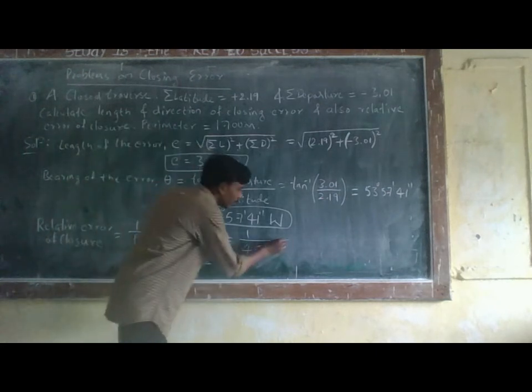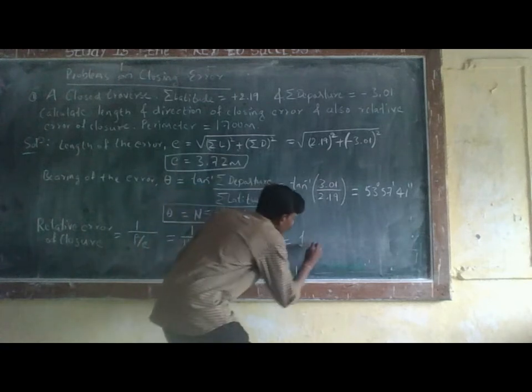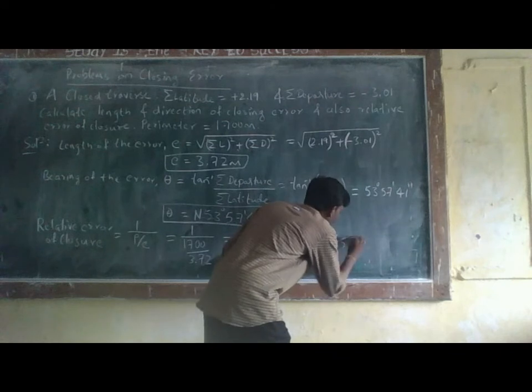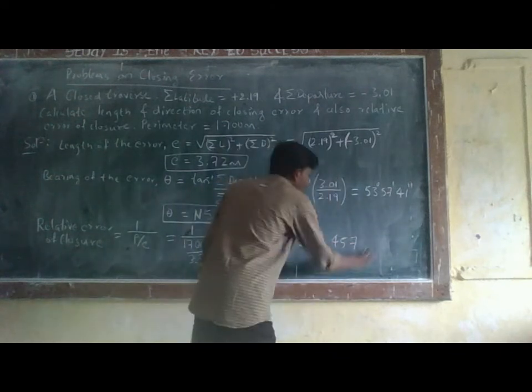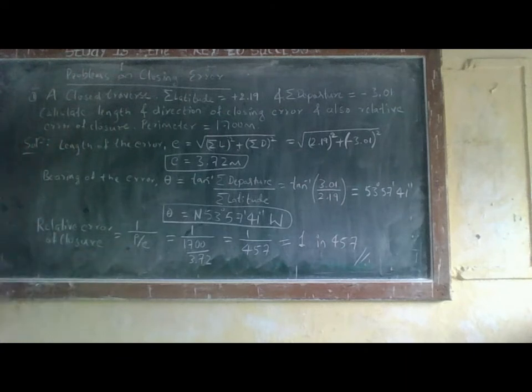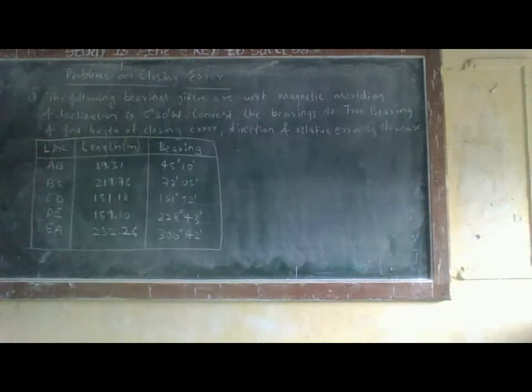Now the relative error of closure is 1 divided by 457. Now this can be written as 1 in 457. Now this completes the first problem on closing error. Now let's move to the second problem.